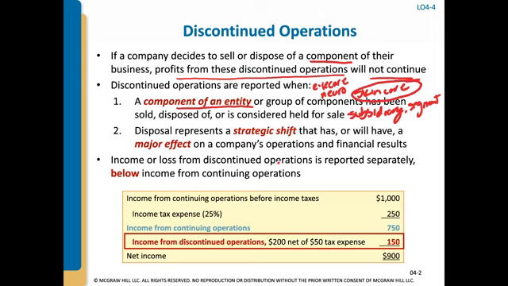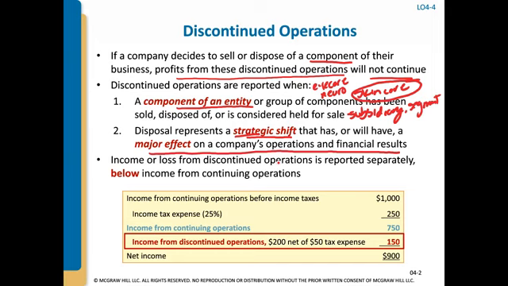That's normal day-to-day business. A disposal has to represent a strategic shift, and it has to have a major effect on the company's operations and financial results. This could be also if you decide to close down some of your operations in certain countries. That's a strategic shift, right? And that's going to have a major effect on your operations.